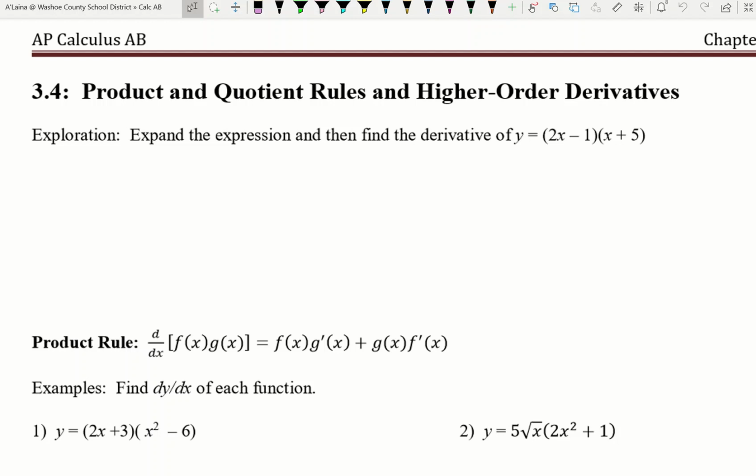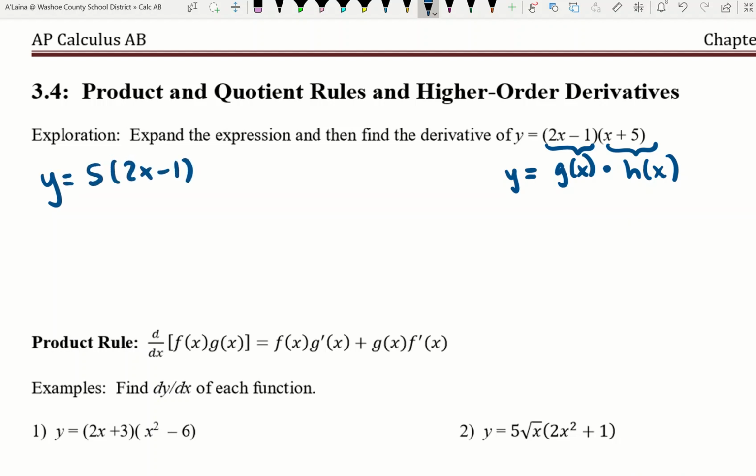In theory, we could call this first expression g of x, and we could call this second expression h of x, and we are multiplying them together. Now, there's no need to think of things that way if you're multiplying by a constant. For example, if you have something like 5 times 2x minus 1, you do not need to think about this as two separate expressions because this is just a constant. However, if you have variables in both portions that are being multiplied, then you are going to need to think about this as the product rule.